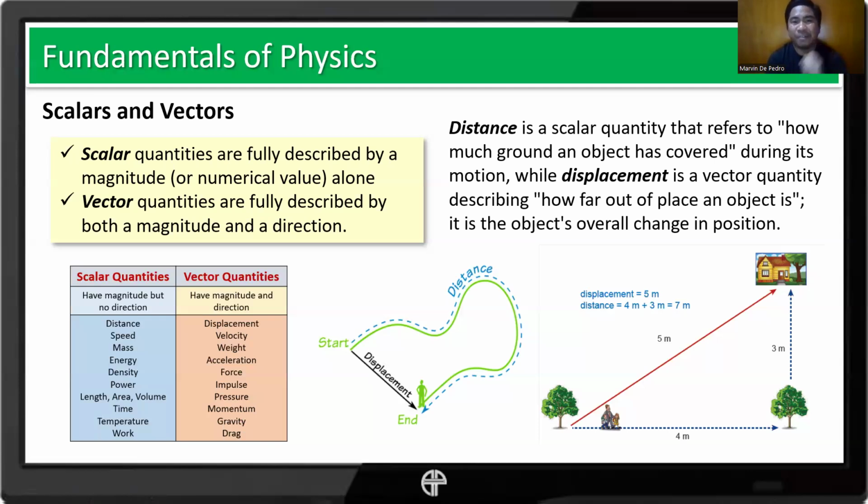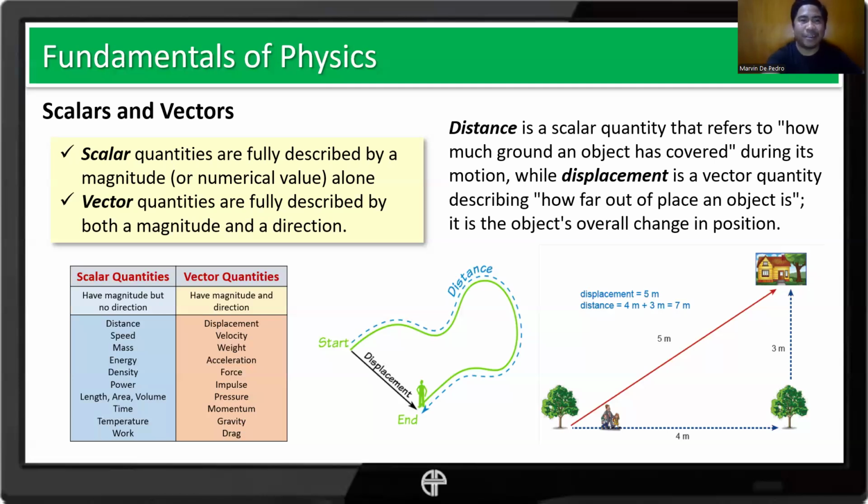But when we say zero displacement, that's not always the case. It could mean the object traveled at some point in time, and then finally went back to its original position. So no matter how far that object traveled, the displacement is still zero if it went back to its original position. I hope you get the point. You get the difference between the two.